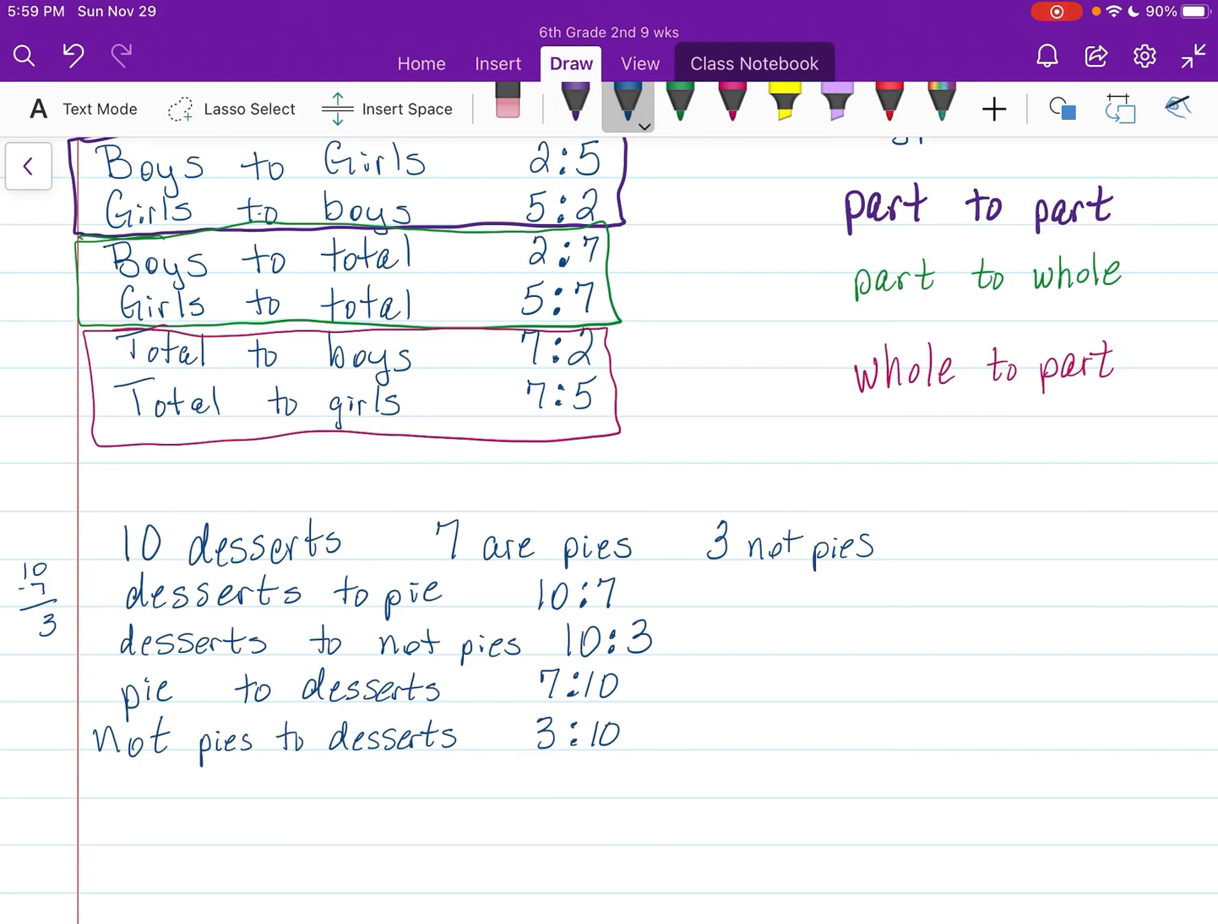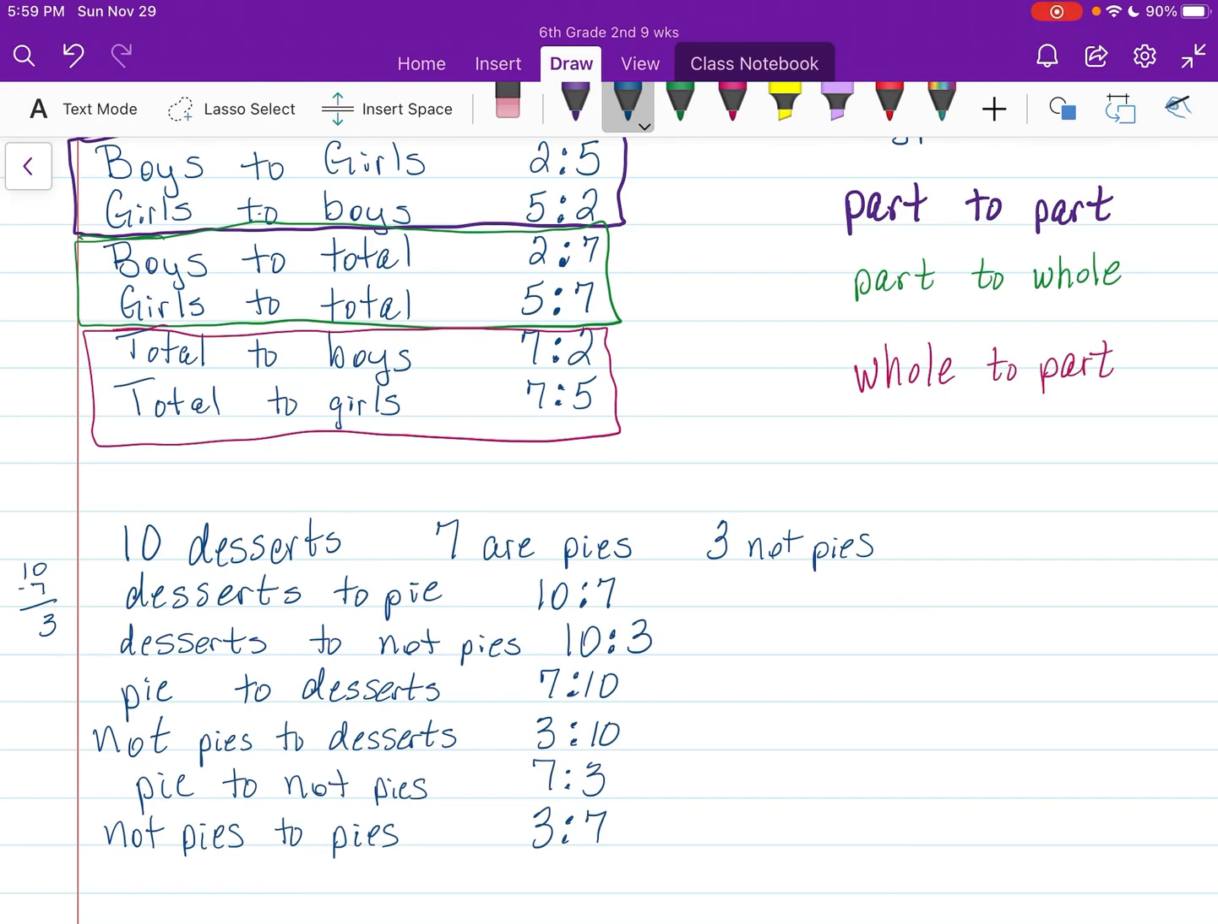And then the last one would be our 2 part to parts. So the number of pies to the number that are not pies. So how many are pies? 7. How many are not pies? 3. And then just flip those. So the desserts that are not pies to pies would be 3 that are not pies to 7.